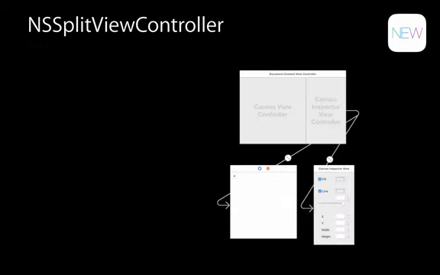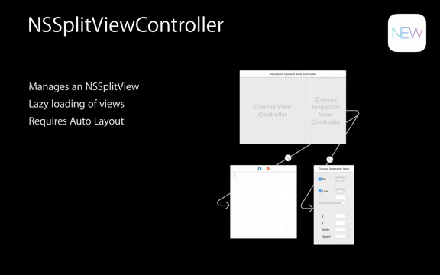So that's TabViewController. Let's take a look at another example. We're introducing SplitViewController in Yosemite. It manages the NSSplitView, and it does lazy loading of views, and it requires auto layout. It does all of the managing of the splits and how they move with window resizing, all via auto layout. It will just start adding constraints to your window. But we have all migrated our apps forward to using auto layout, so that won't be a problem, right?